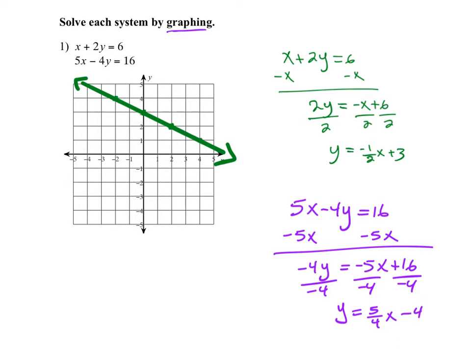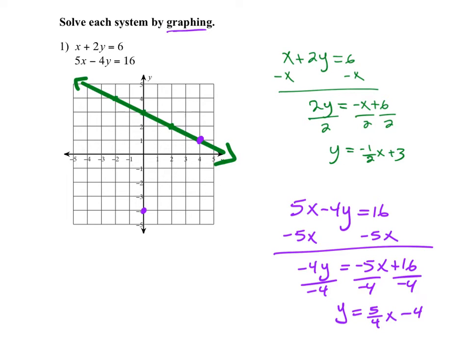I'm going to start by marking negative 4. So negative 4 is right here. Now I'm going to look at the slope. The slope is 5/4. That means I'm moving 5 up, 4 to the right. So I'm going to go 1, 2, 3, 4, 5, 1, 2, 3, 4. I'm going to mark a point right here. All right, so now I'm going to trace my line there.